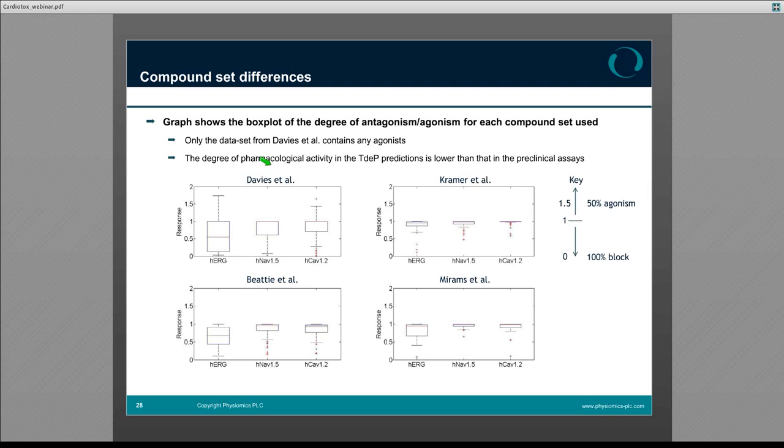Now, as you can see, in the Davis et al. data set that was used for building the dog model, we do have compounds that cause agonism of the hERG channel.